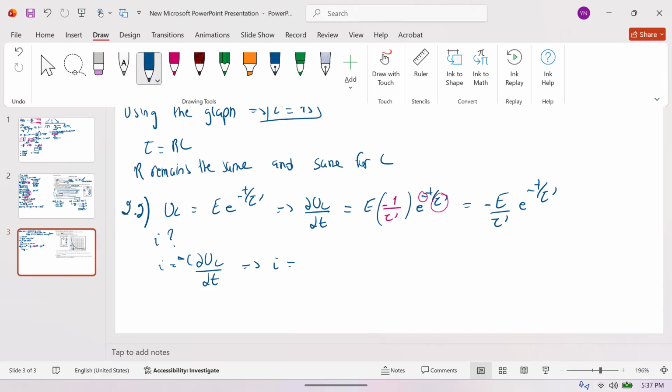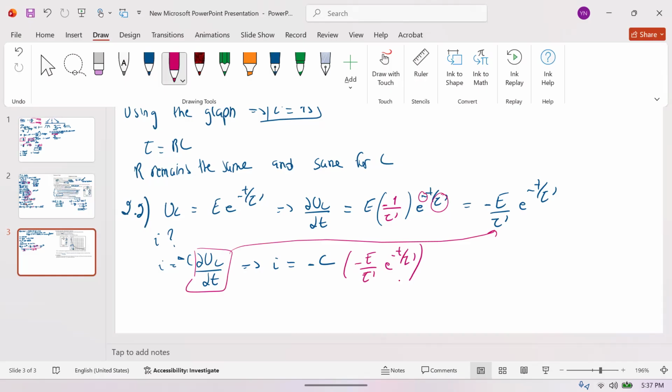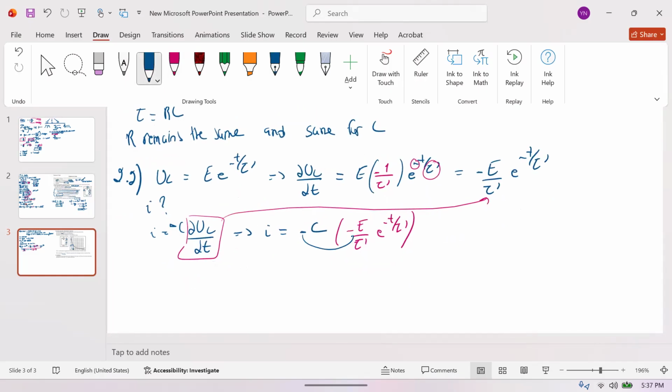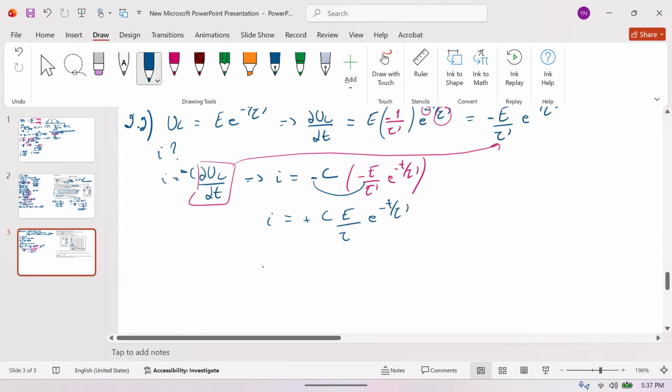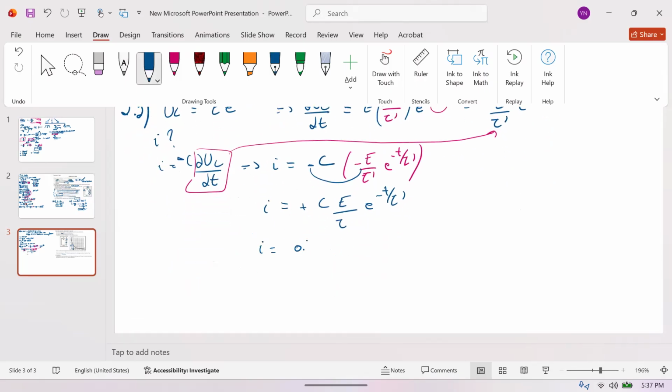Now, what do I get for I? Minus C dUc over dt is what I just got now. So it is minus E over tau prime e^(-t/tau'). Okay, minus times minus, they will be removed. Plus C E over tau prime e^(-t/tau'). C is 0.1 by the given. E is 9. Tau prime is 1. e^(-t/1). Simply, I will also get the same current, e^(-t).